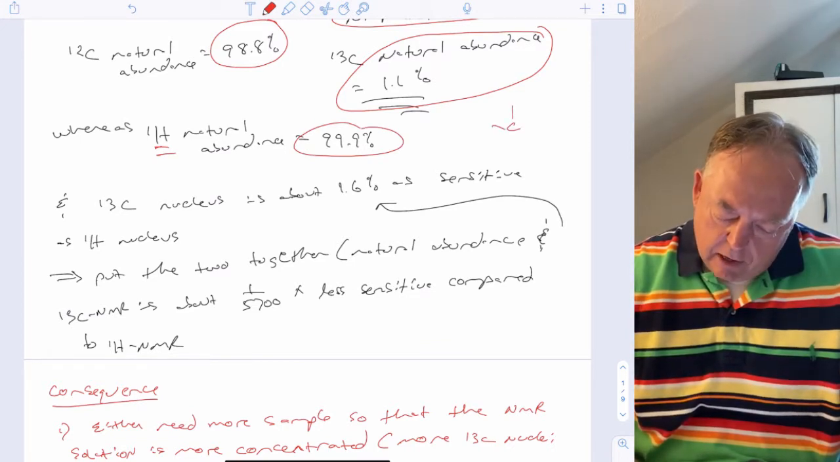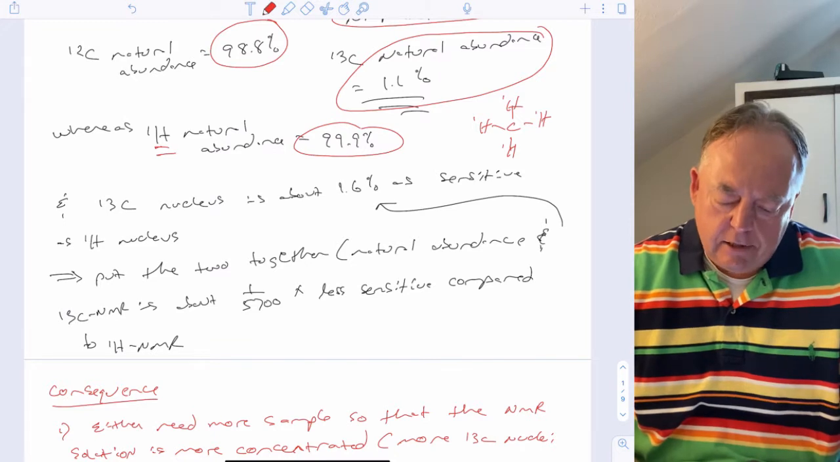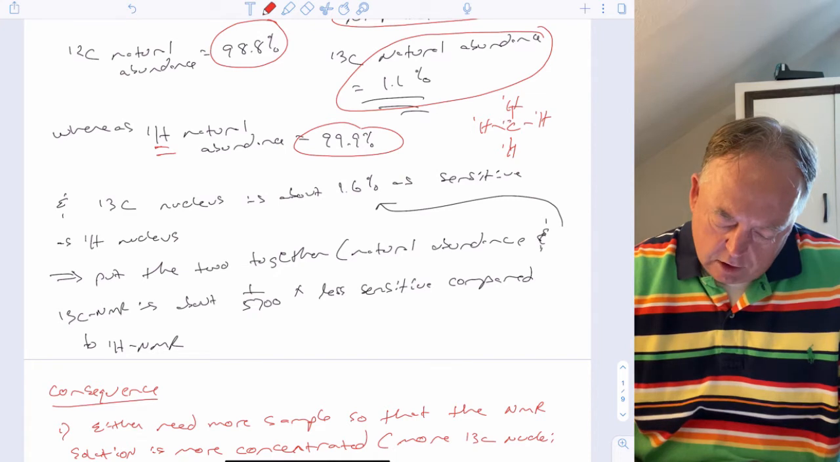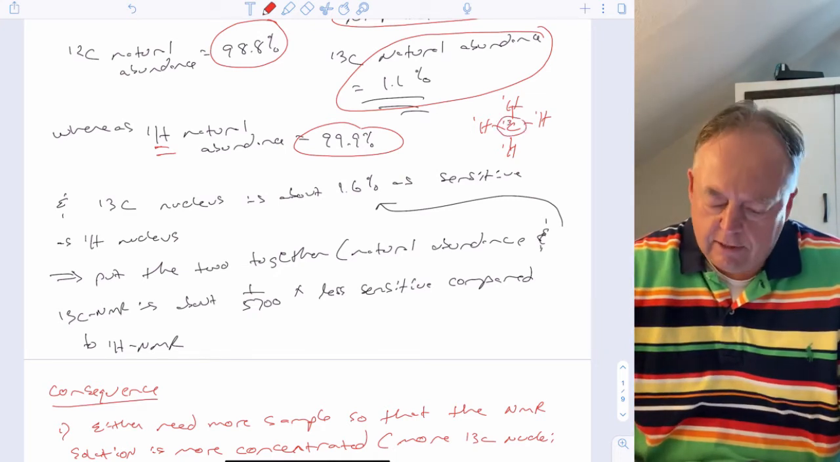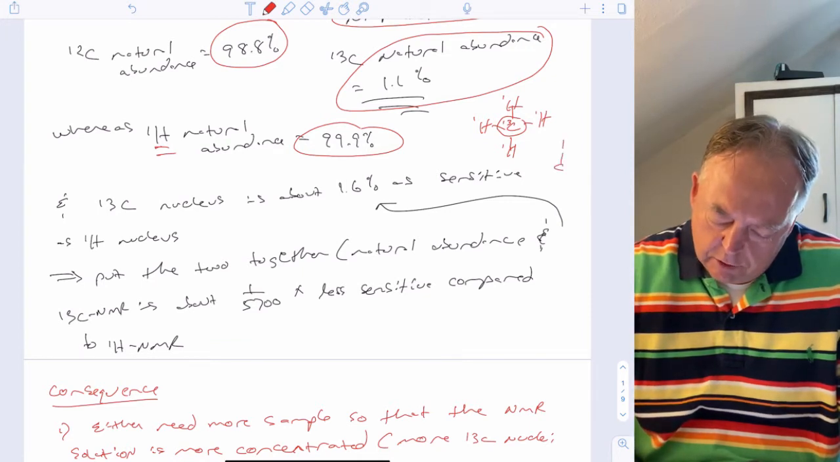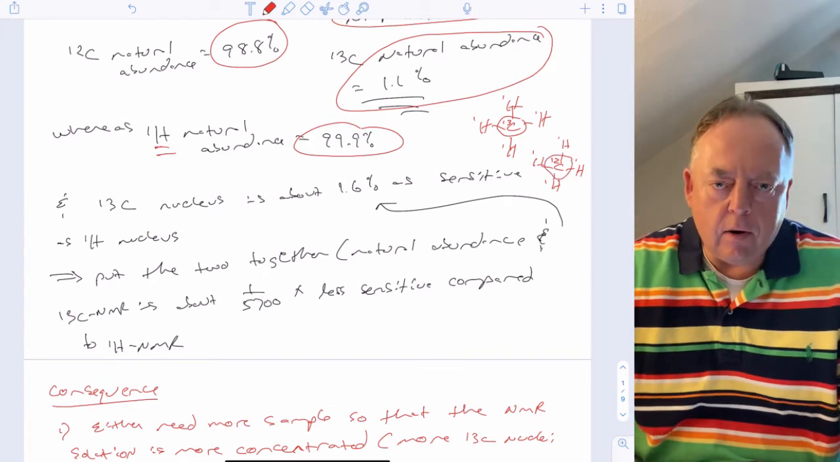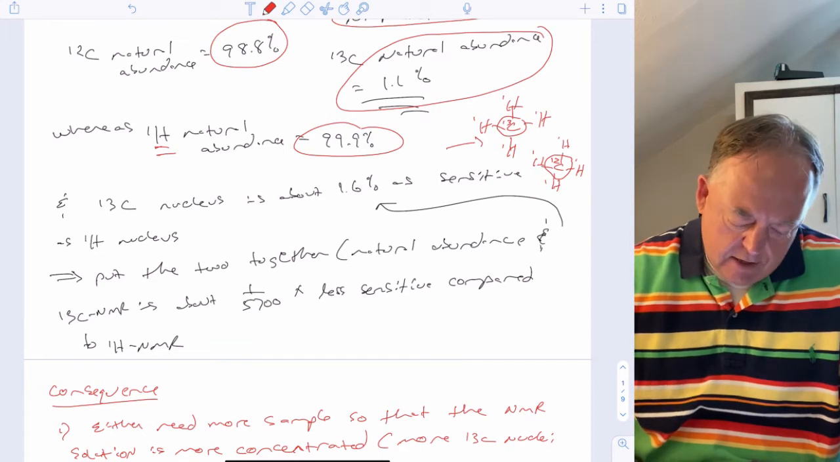So in contrast, the proton's natural abundance is 99.9%. So if you had a molecule, the chances of there being H1s in the molecule is highly likely, right? Because it's 99.9% natural abundance. The chances of there being a carbon-13 in that molecule is minimal because there's only 1.1% natural abundance. It's much more likely that you would have a molecule with proton H1 in it and a carbon-12 nucleus, but that is not NMR active. So this will be one downside to carbon-13 compared to proton.